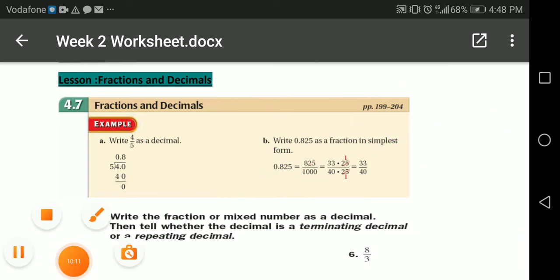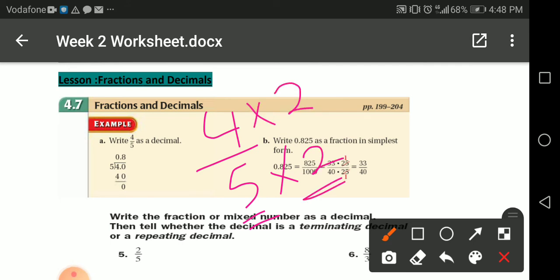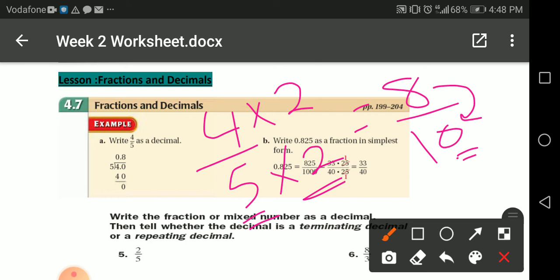We have another, very easy way for 4 over 5. I want to make this 5 a multiple of 10. Remember this: multiply by 2. What I do down, I do up. Multiply by 2, so I have 10 here and 8 here. 8 over 10, we have just one 0, so I go from the right to the left, 1 decimal place, and put the dot here and the 0. 0.8. Easy one, easy one.